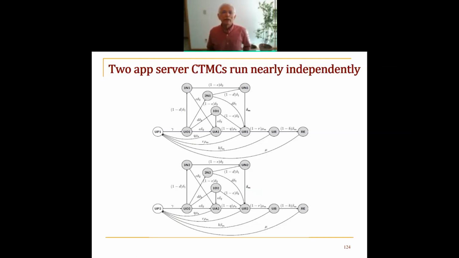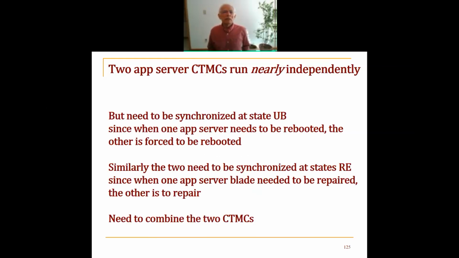So to reflect that, these two Markov chains are not independent, but they are nearly independent. And so we need to synchronize these two Markov chains at state UB and at state RE. So we need to combine these two CTMCs. Now, the combined CTMC will be rather difficult to construct by hand.